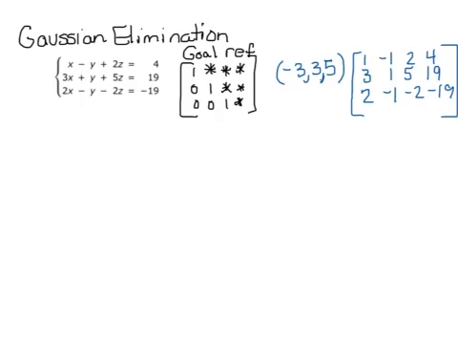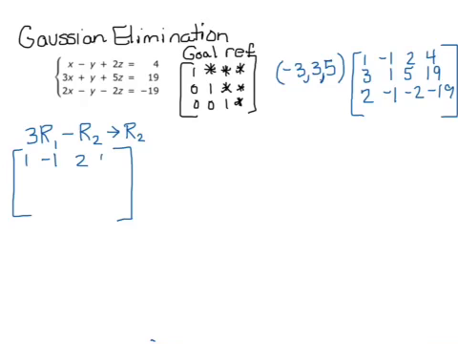So what we want to do here is 3 times row 1 minus row 2, and we're going to store this answer in row 2. So our rows that are going to remain the same are row 1 and row 3. And the row that's going to change is row 2.